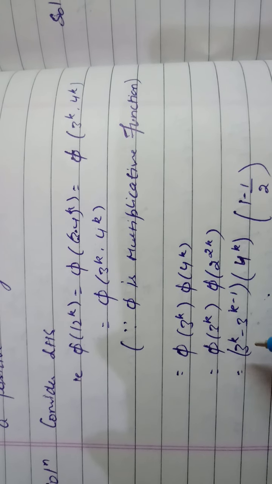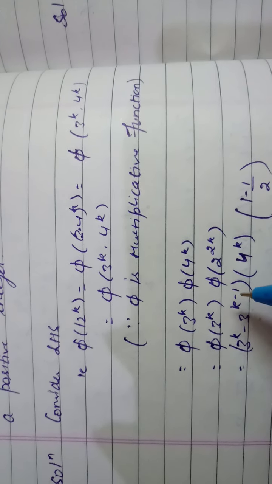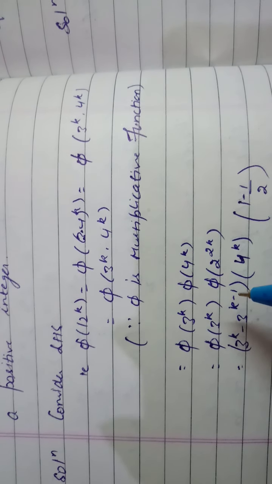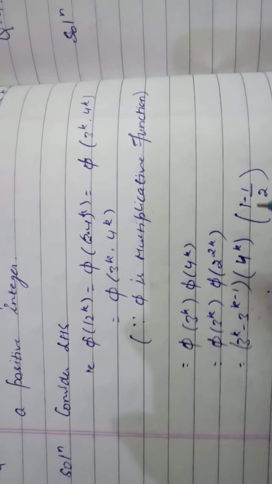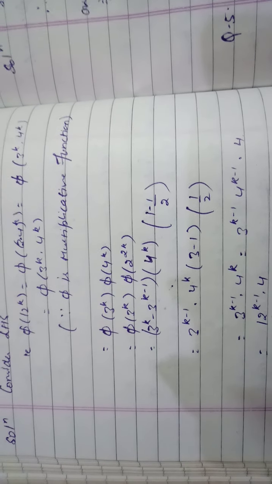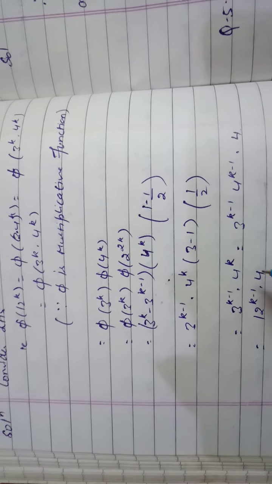We know phi(3^k) is 3^(k-1) into 2. Using the result phi(p^k) equals p^k minus p raised to the power k minus 1, phi(4^k) equals 4^k into (1 minus 1 by 2). On simplifying it, we have phi(12^k) equals 12^(k-1) into 4.